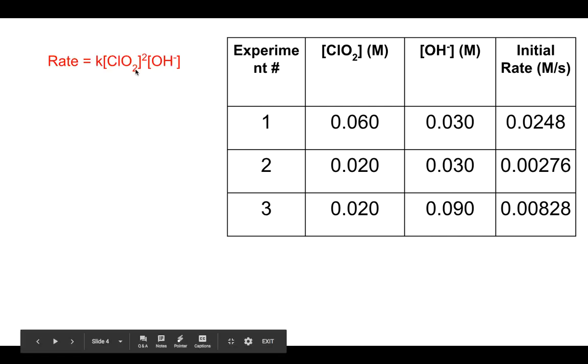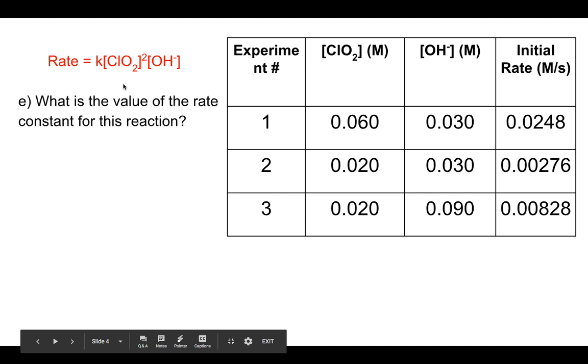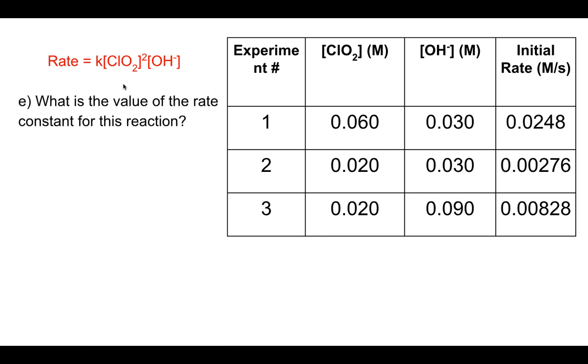So first reminder, this is our rate law. We want to know what is the value of the rate constant for this reaction. So remember, the rate constant should be the same at this temperature. So I can use experiment 1, 2, or 3 to plug data in. So I'm going to rearrange my equation to solve for k, my rate constant. So to do that, I'm going to take rate divided by the concentration of ClO2 squared and OH minus. And then I'm just going to plug in my values.